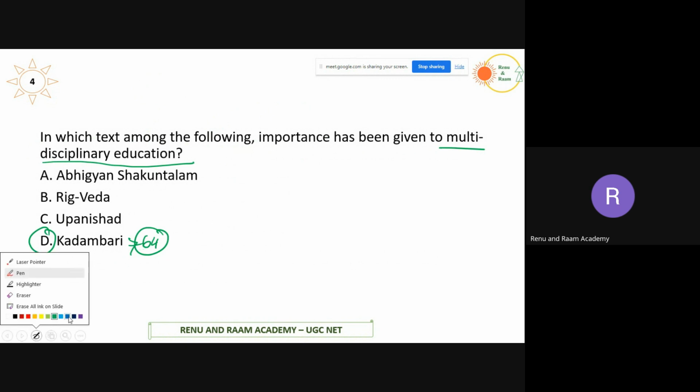Other than that, let's also understand the other options here. Abhignana Sakuntalam is a drama play written by Kalidasa during the Gupta period. It talks about the life history of King Dushyanta and Sakuntala. Coming to the next one, Veda. Rig Veda is the first Veda. It is the oldest Veda.